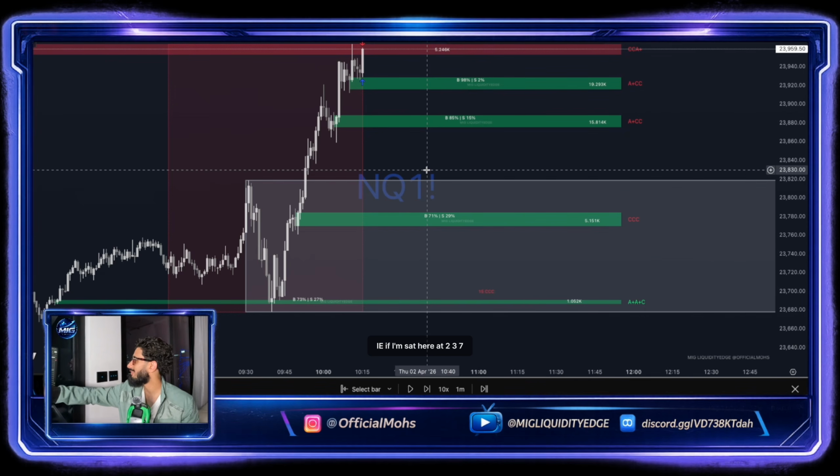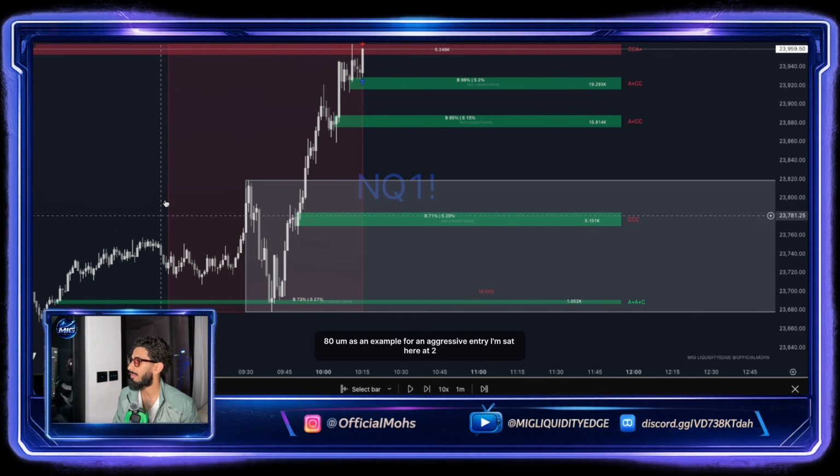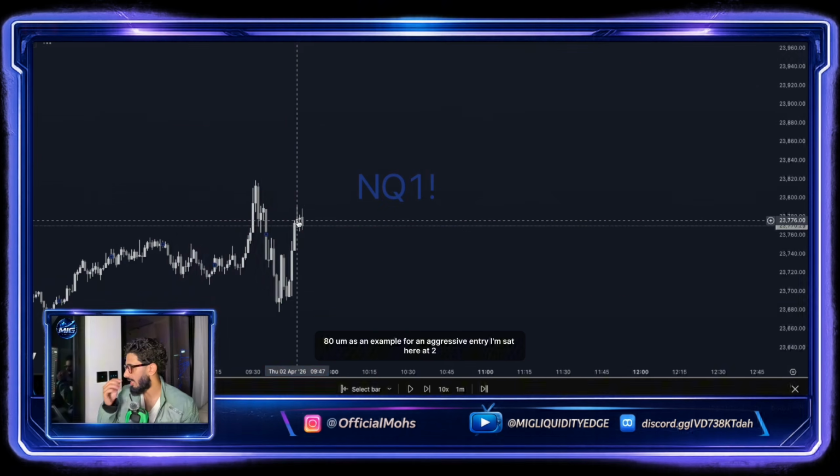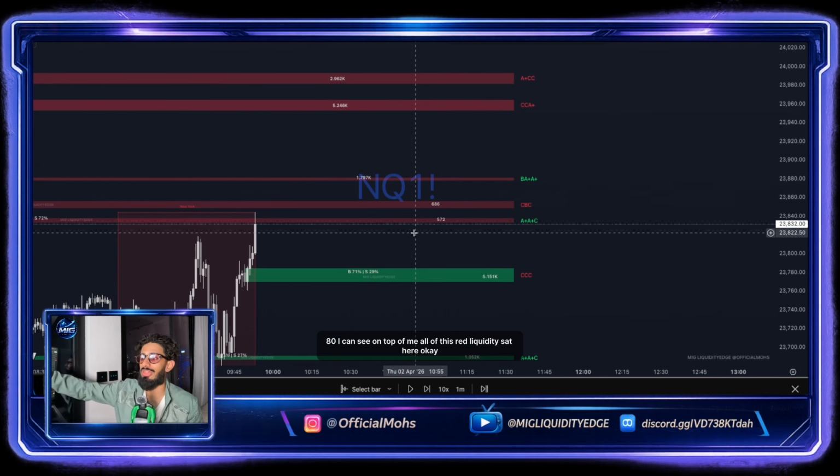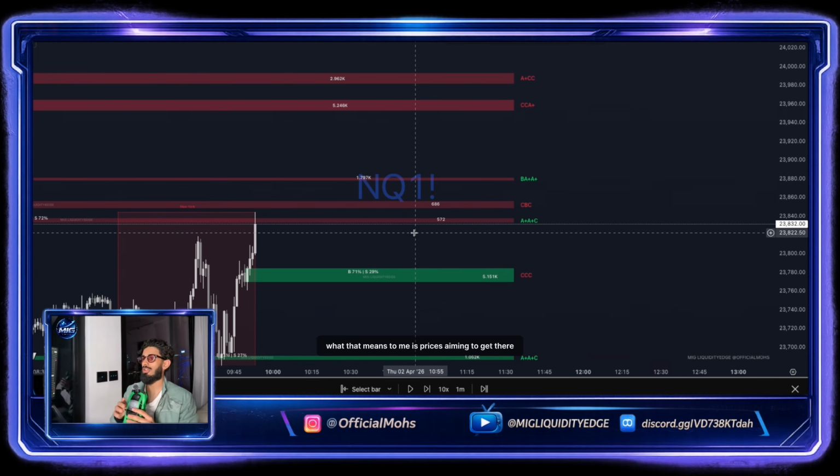I.e., if I'm sat here at 23780, as an example, for an aggressive entry, I can see on top of me all of this red liquidity sat here, okay? What that means to me is price is aiming to get there. Price will always act as a magnet in the simplest of terms for you.